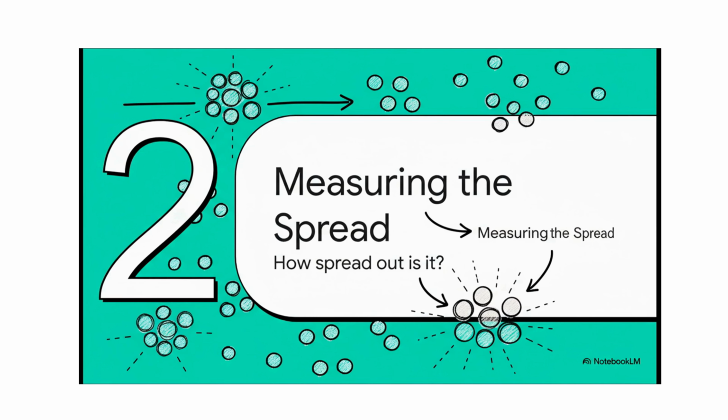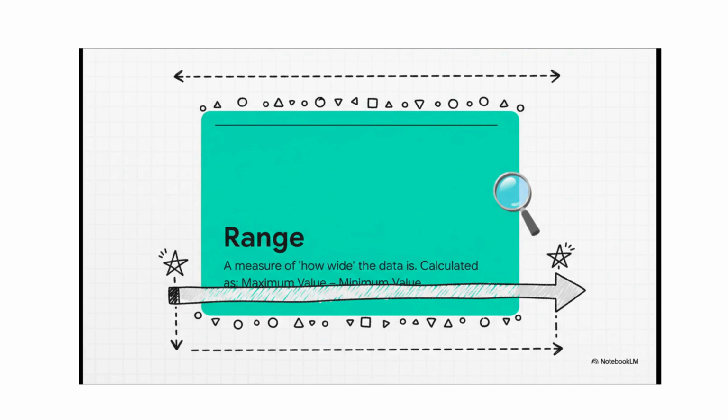Okay, so we've got a handle on how to find the center, but that's only half the story. To really get the full picture, we also need to understand the spread. Are all the numbers clustered really tightly together, or are they scattered all over the map? The simplest, most straightforward way to measure spread is with the range. It just answers one simple question. How wide is the data from one end to the other?